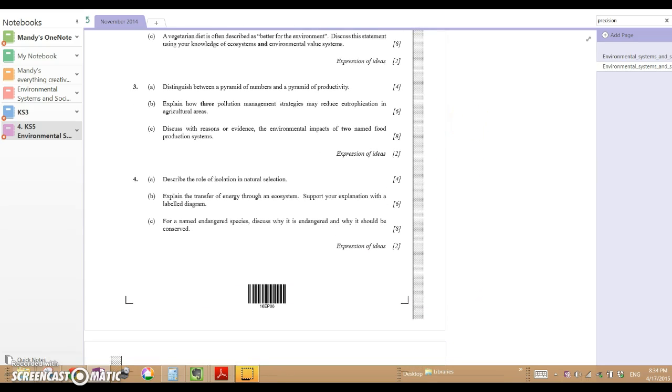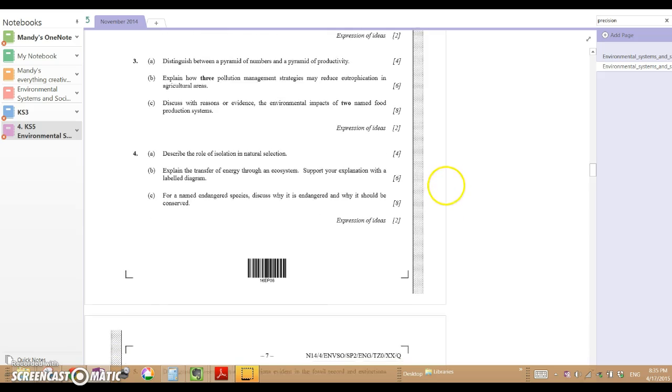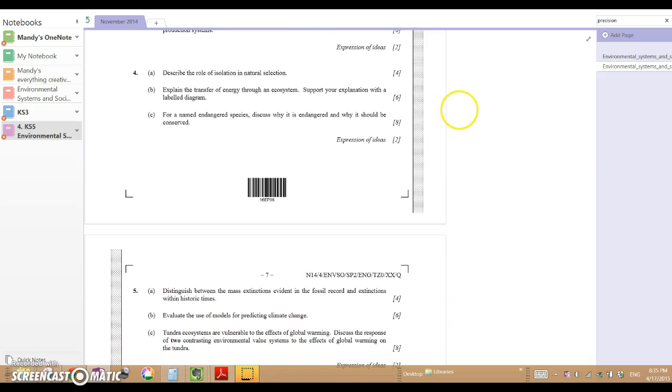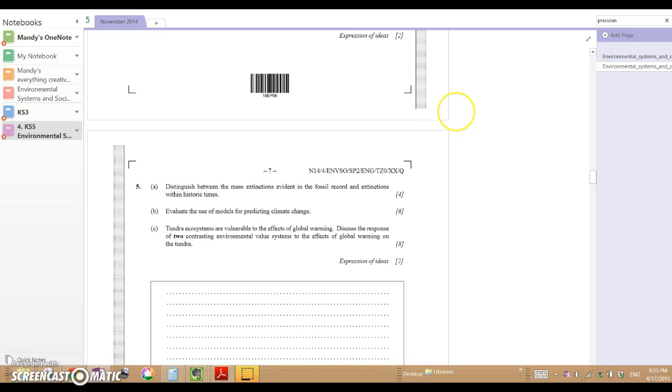Okay, so islands and speciation. Transfer of energy through an ecosystem, any ecosystem, so that's quite easy. And named endangered species. Okay, so this one looks really quite straightforward. Name my endangered species. Oh, mass extinctions in the fossil record. That's quite hard, isn't it?